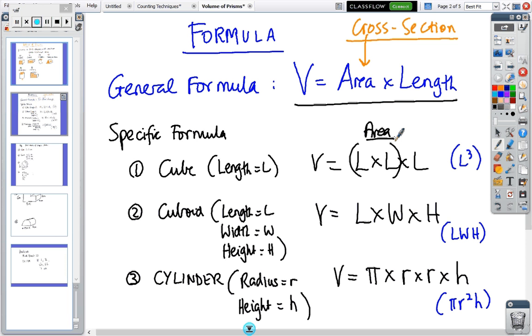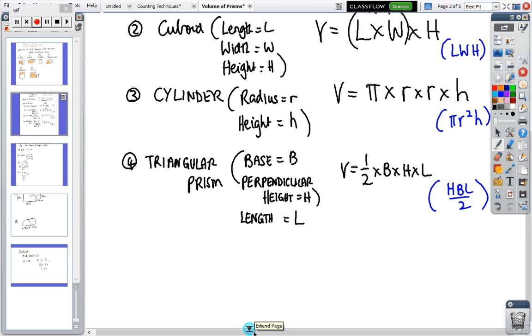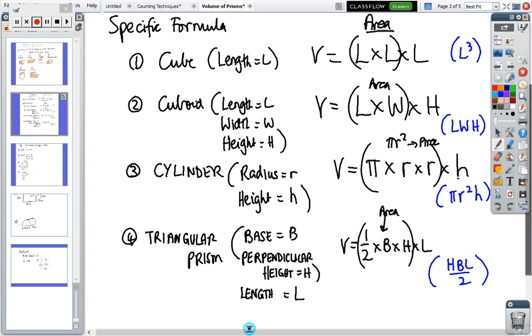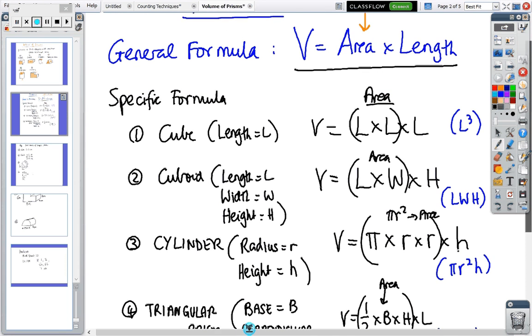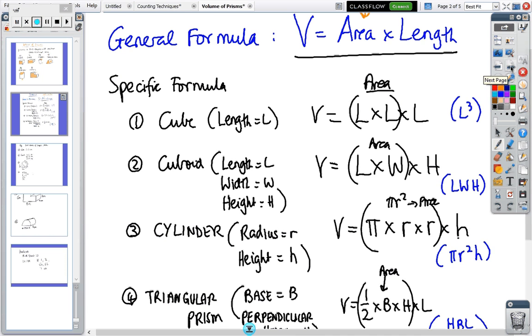With the cuboid, that is the area that doesn't change, and we're multiplying by how long it goes. But in here it's just L times W times H. With the cylinder, this is pi r squared, which is the area of the circle, and we're timesing by how long it goes. And with the triangular prism, half base times height, that's the area of the triangle. So each of these formulas has an area and timesing by how long it goes. So copy those formulas down, including the top one, area times length. Copy them down, then move across and look at some examples.